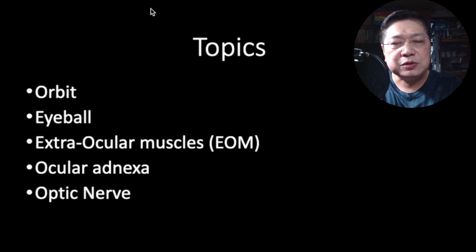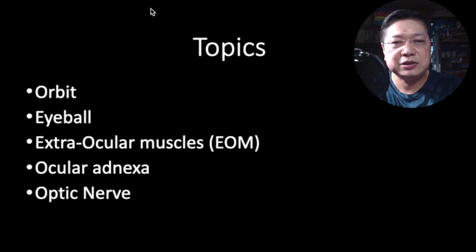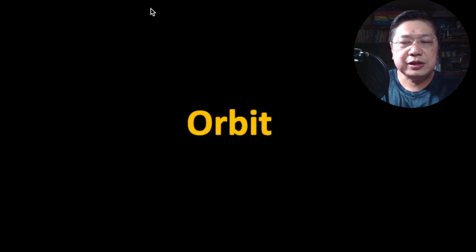The topics that we will be discussing will be the orbit, the eyeball, and the extraocular muscles, which we will refer to from here on as EOMs. Okay, so if you hear EOMs, it's extraocular muscles. Then we'll move into the ocular adnexa, meaning the parts around the eye, and the optic nerve, the biggest nerve in your body. So let's start with the orbit.